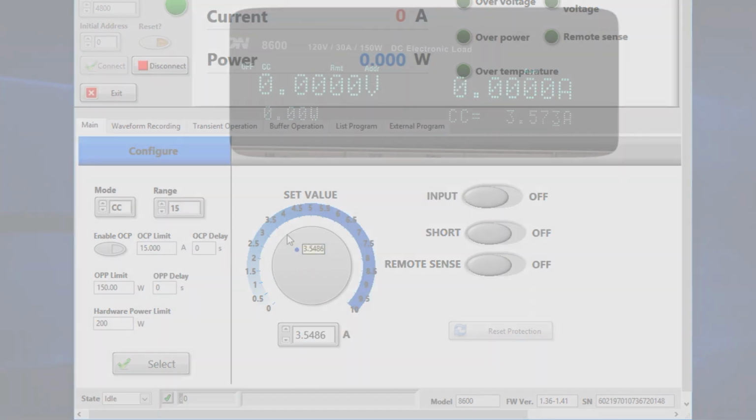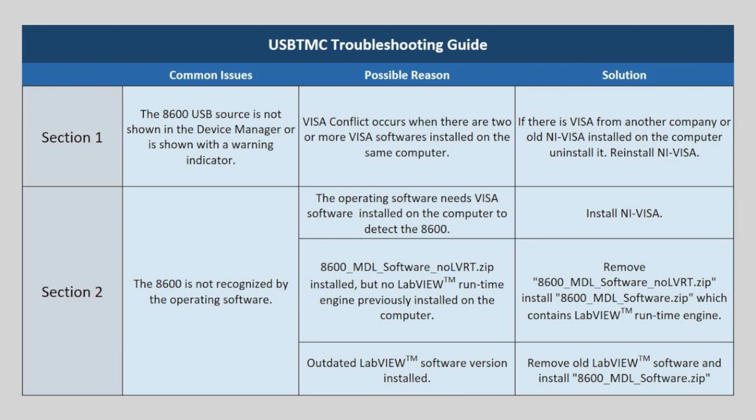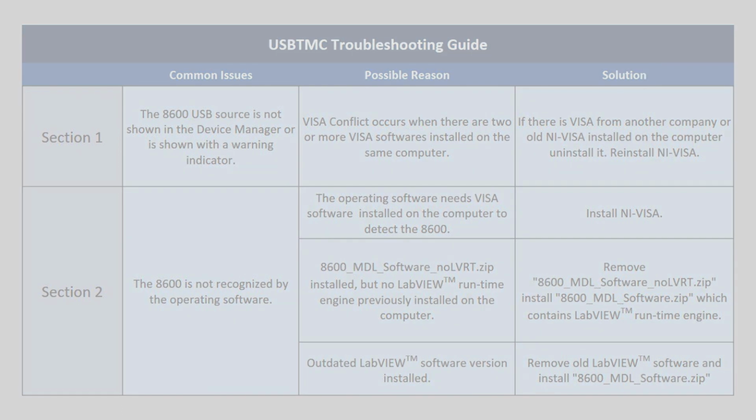Lastly, verify the 8600 is properly configured by changing the front panel emulation settings, which should reflect the same changes on the instrument. A common problem is having more than one VISA or an outdated NI-VISA installed on the computer. If so, remove the conflicting VISA software and install the latest NI-VISA again. The operating software needs a LabVIEW runtime engine installed on the computer to recognize the instrument. Otherwise, the software will not run properly.